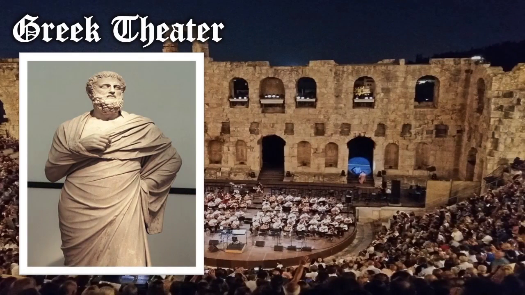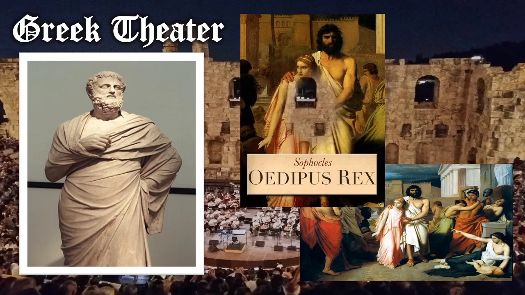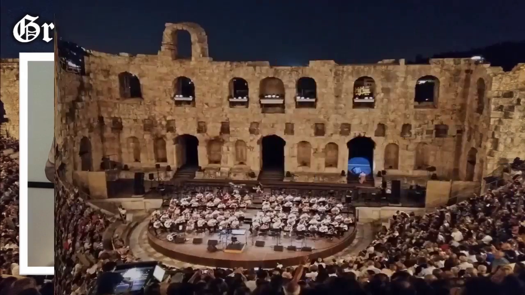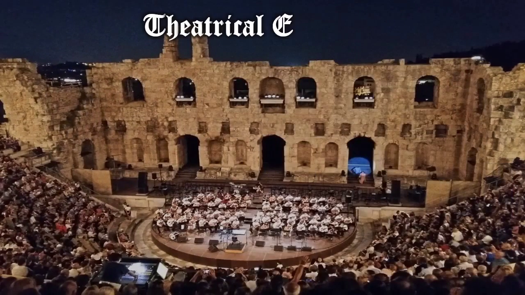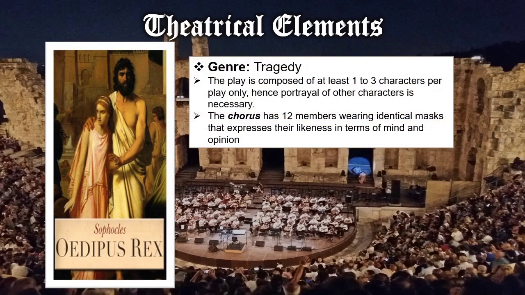So, here is the famous play of Sophocles, Oedipus Rex, or Oedipus the King. So, here are the theatrical elements of Oedipus Rex. Genre: tragedy. The play is composed of at least 1 to 3 characters per play only. Hence, portrayal of other characters is necessary.